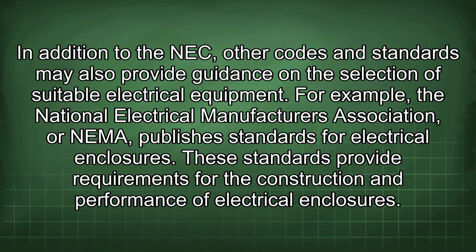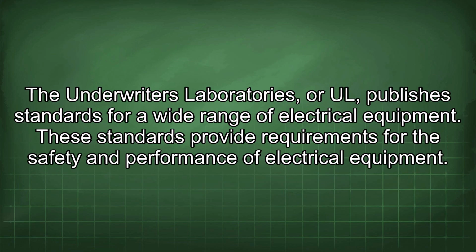In addition to the NEC, other codes and standards may also provide guidance on the selection of suitable electrical equipment. For example, the National Electrical Manufacturers Association, or NEMA, publishes standards for electrical enclosures. These standards provide requirements for the construction and performance of electrical enclosures. The Underwriters Laboratories, or UL, publishes standards for a wide range of electrical equipment. These standards provide requirements for the safety and performance of electrical equipment.